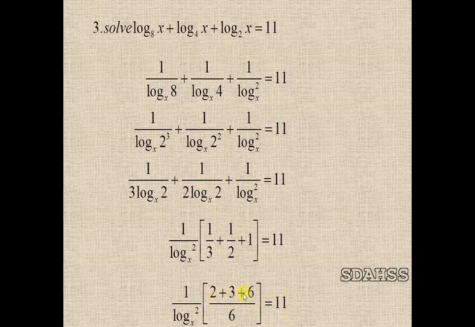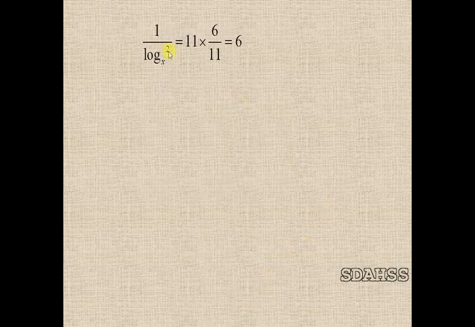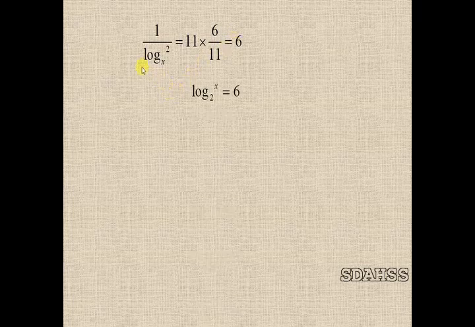So 2 plus 3 plus 6 is 11 by 6, then cross multiply, so this becomes 1 by log 2 base x is equal to 11 into 6 by 11, cancel, so it is equal to 6. This can be written as log x base 2 is equal to 6. Then this can be written as 2 power 6 is equal to x. 2 power 6 is 64.